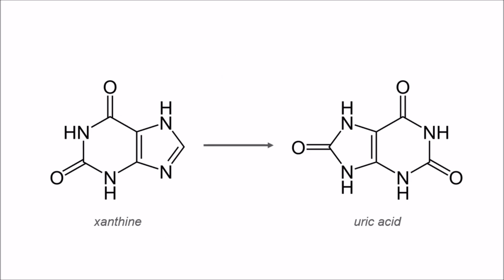By transforming xanthine into uric acid, all we've essentially done is added a double bonded oxygen where there wasn't one before, which is a process that's almost a little bit like putting on a hat.